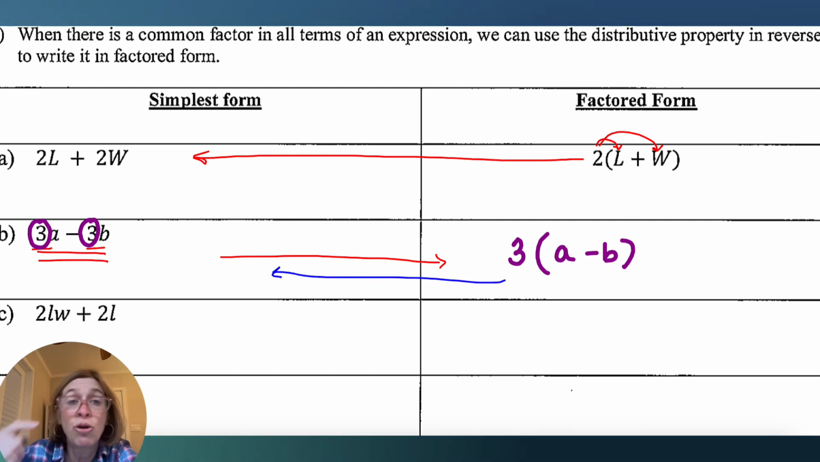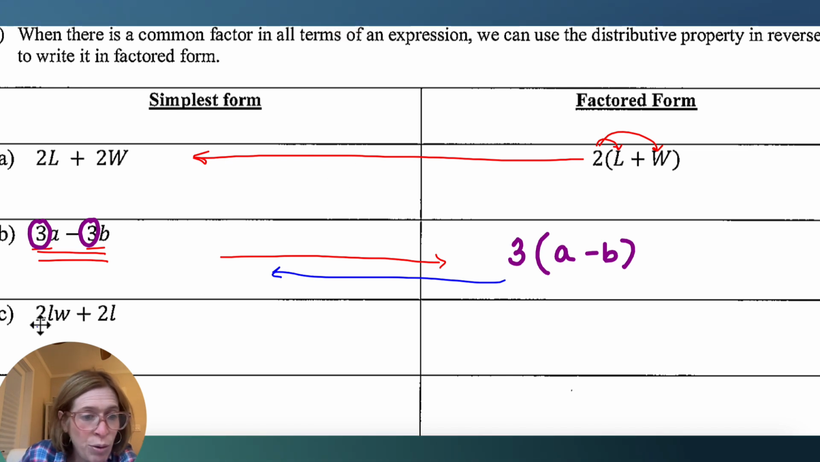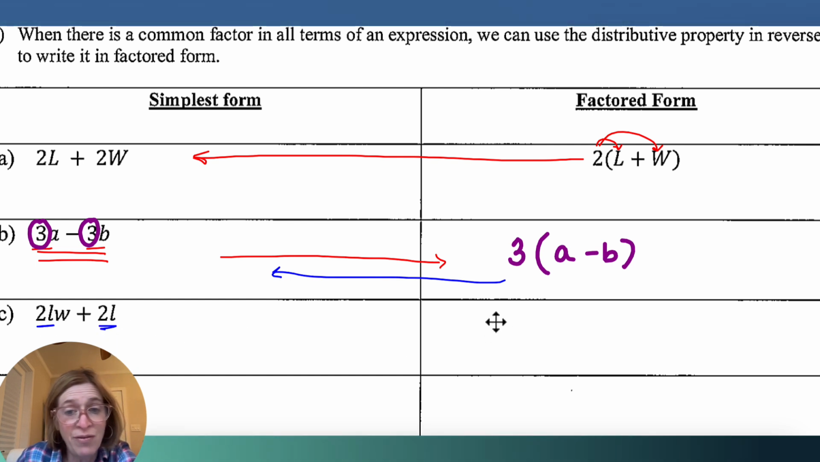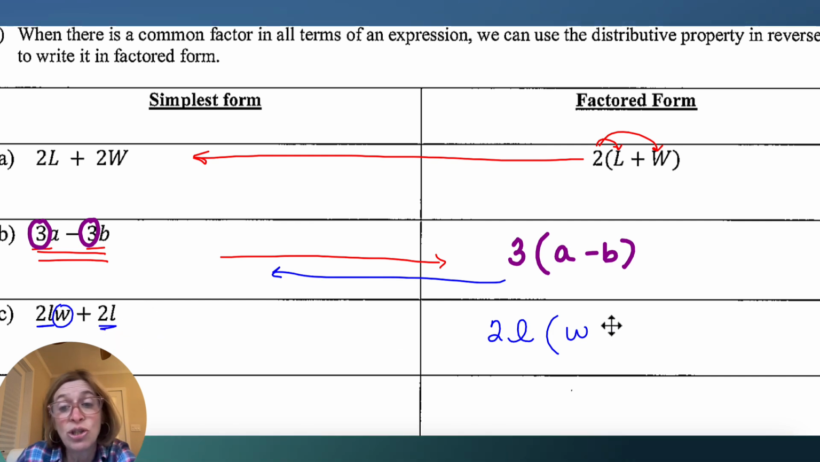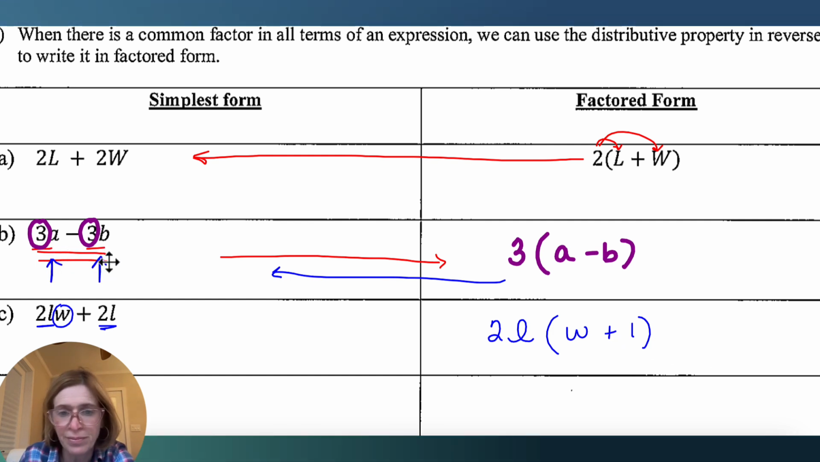All right, a greatest common factor can also be a variable. In this next one, a little bit harder, I can see they both have a factor of 2L. So that's my greatest common factor, and I pull it out to the front. I'm going to use a cursive L. I'd be left with a W, but I pulled out a 2L of a 2L, so I'd have to add a 1. Whatever's in the parentheses has to have the same number of terms as my original.